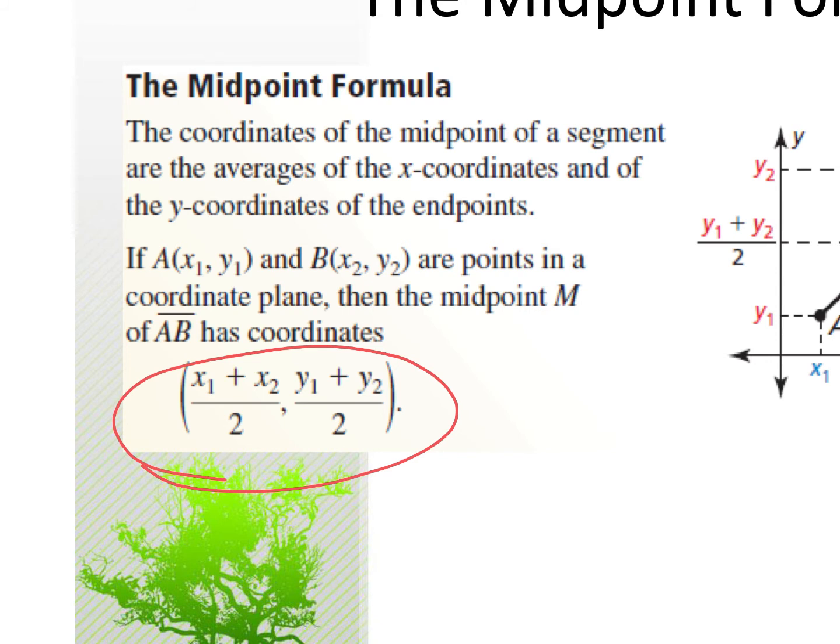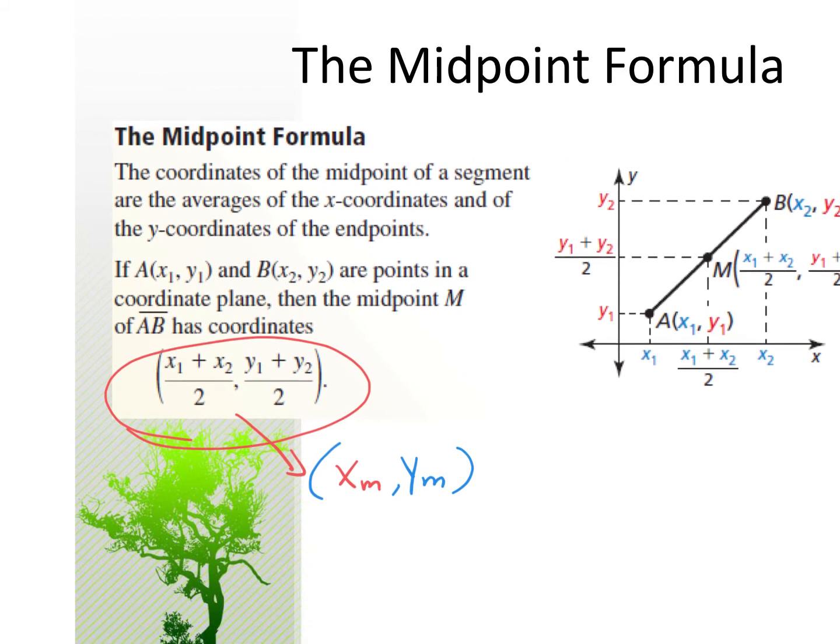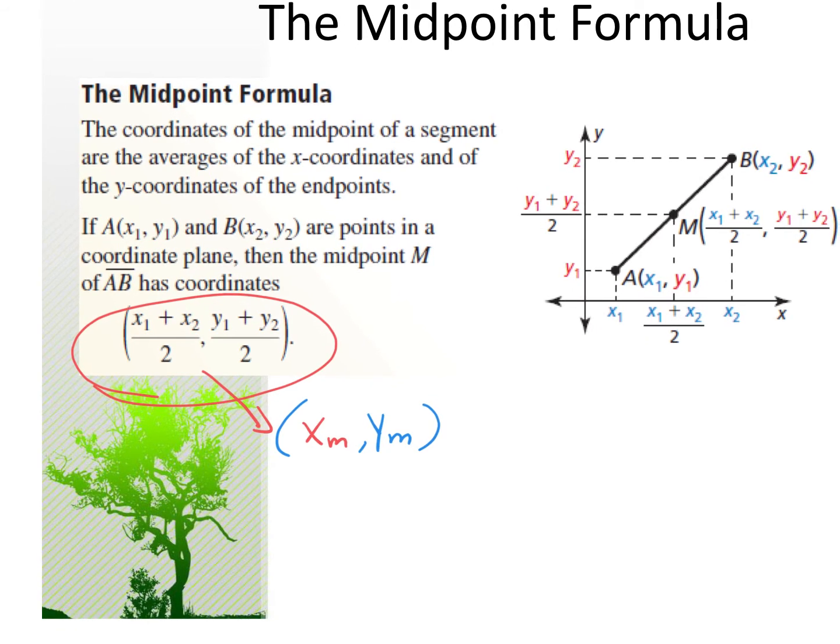After we add the x's and divide by 2, that will give me the x of the midpoint. And then once I add the y's and divide by 2, that'll give me the y of my midpoint. Now, notice these little 1s and 2s here. All these little 1s and 2s are like labels.